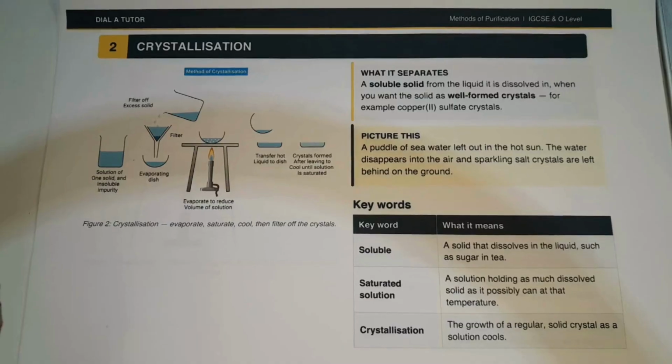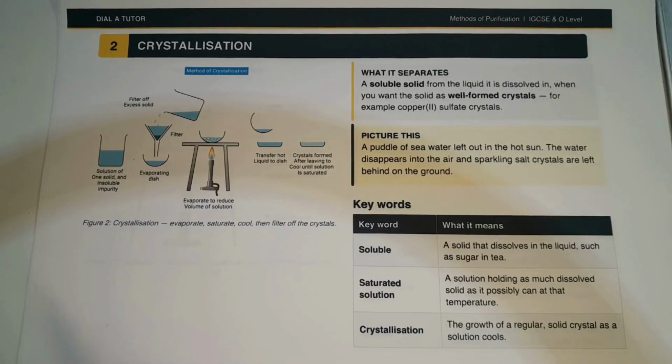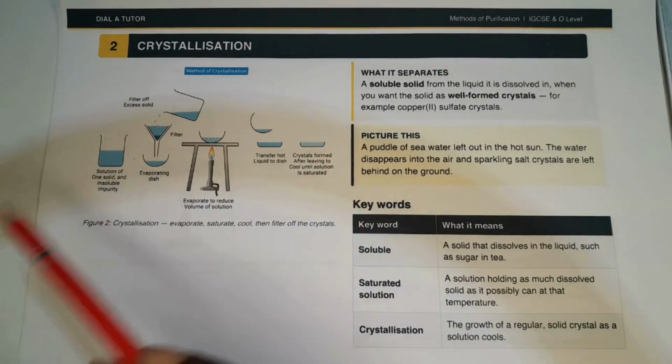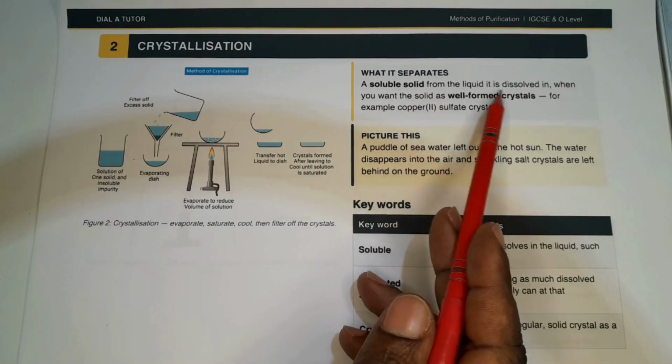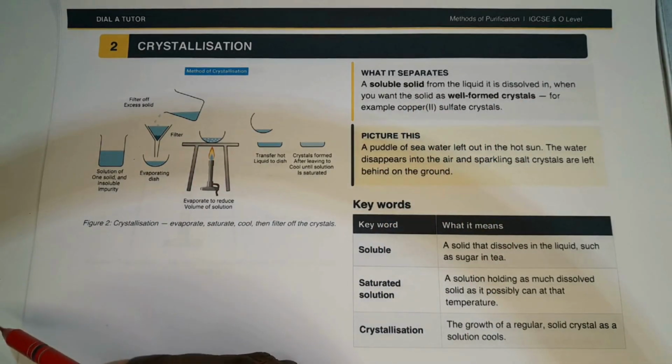Let's get started. All right, so let's have a look at crystallization. Now, this method, what does it separate? It separates a soluble solid from the liquid it is dissolved in when you want the solid as well-formed crystals. For example, copper 2 sulfate crystals.